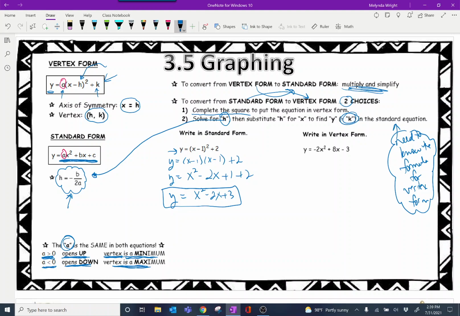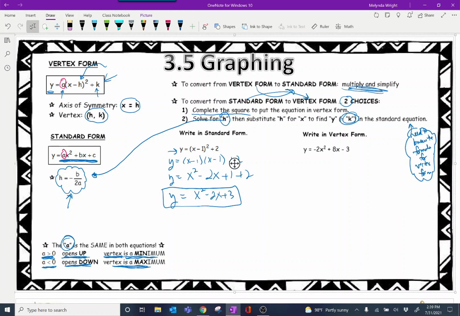All right, so now let's look at writing in standard form. Let me shrink this a little bit so we can get some more room here. Okay, so now we're in standard form and we want to go to vertex form. Notice, this is A. It's basically going to be right here, that's where it's going to be in our vertex form.